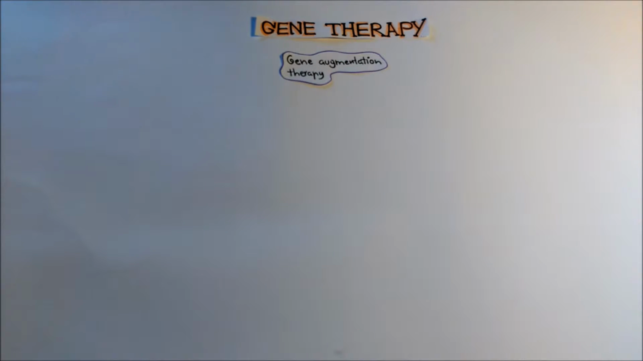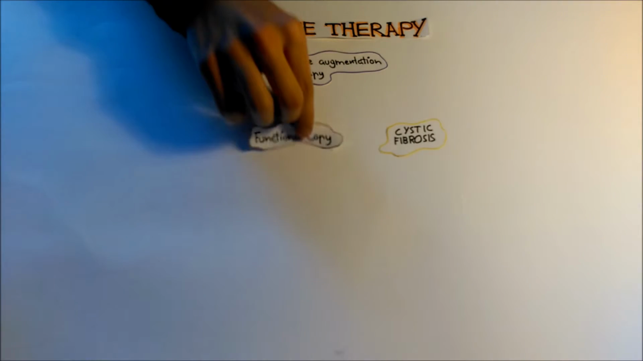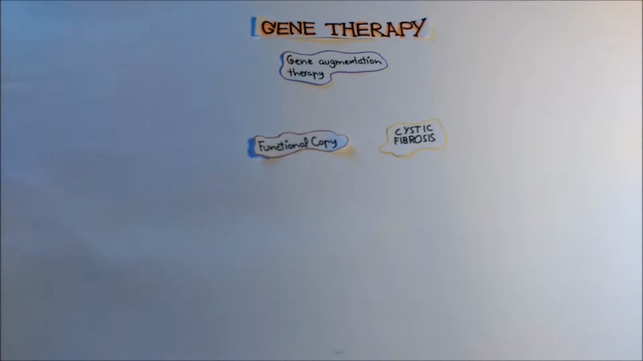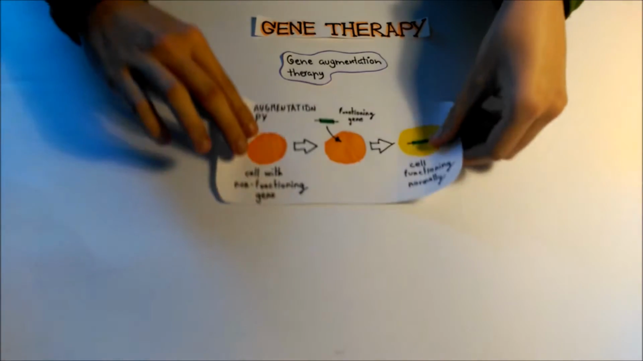For example, this can be used to treat loss of function disorders such as cystic fibrosis by introducing a functional copy of the gene to correct the disease. See illustration below.